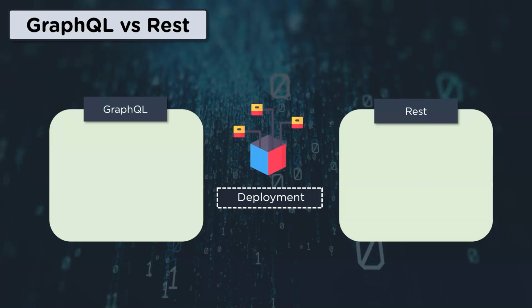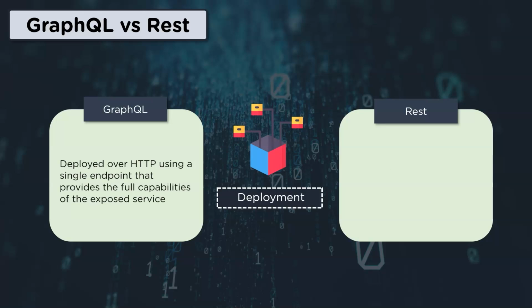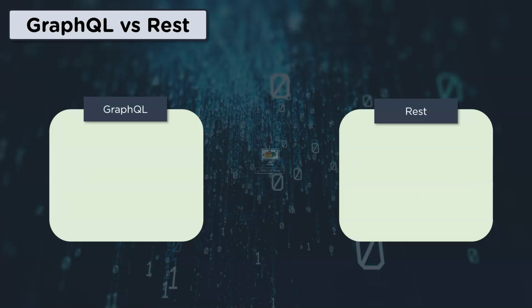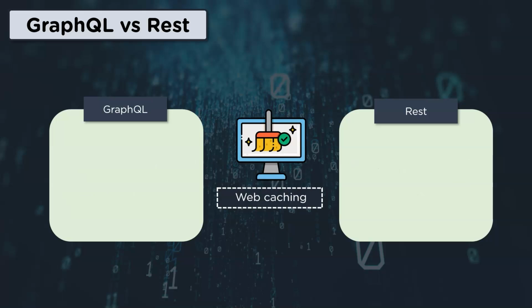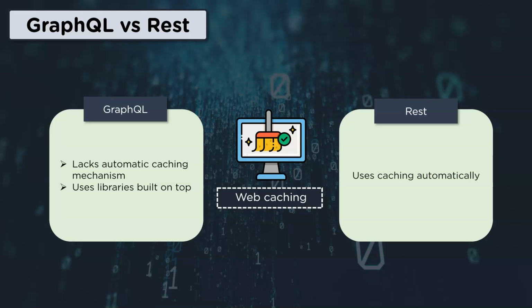Talking about deployment, GraphQL deploys over HTTP using a single endpoint and provides full capabilities of the service. When it comes to REST, it is deployed over URLs and each of them exposes a single resource used by a client. Talking about web caching, GraphQL lacks an automatic caching mechanism and it uses libraries to do the same. And REST, on the other hand, comes with an automatic, robust caching mechanism.